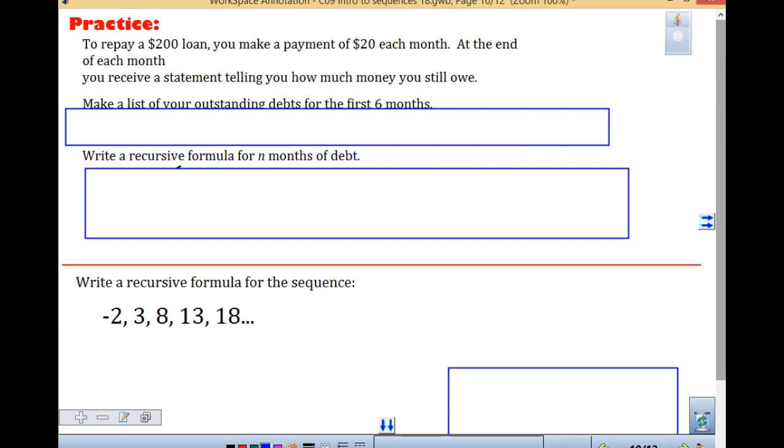So we're going to look at the top of that next page at writing sums. It says to repay a $200 loan, you pay $20 each month. At the end of each month, you receive a statement telling you how much money you owe. Make a list of your outstanding debt after 6 months. Now, that means I want to know after my first payment, T sub 1 is equal to what? 200 or 180?